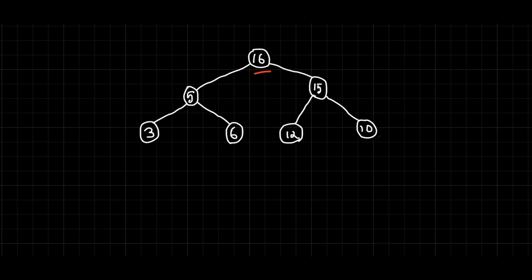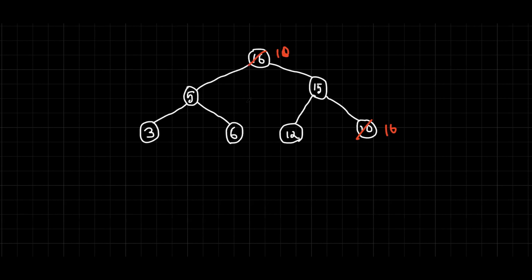Now here, the first intuition behind the solution is that if we perform the in-order traversal on a binary search tree, the result will always be stored in sorted order. That means, suppose it has 10 and it has 16.